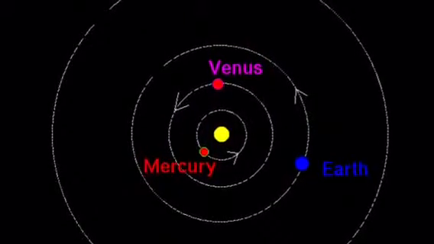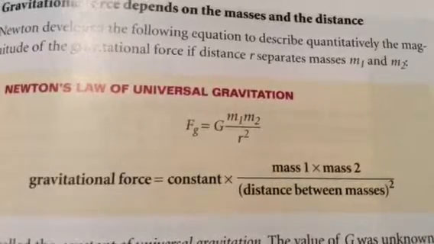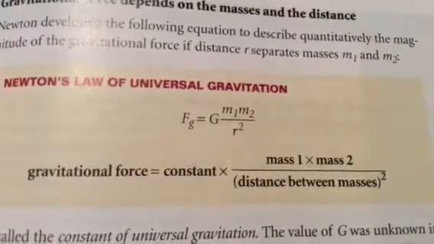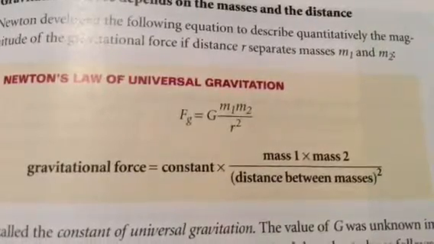Sir Isaac Newton also came up with a formula to find the gravitational force, and that formula is gravitational force is equal to the constant of universal gravitation multiplied by mass 1 times mass 2 divided by the distance between the masses squared. So when Isaac Newton was around, the constant of universal gravitation, which is represented by a capital G, was not known. Henry Cavendish came up with the G, but Isaac Newton did make the formula. He just didn't know what the G was, what number it was.